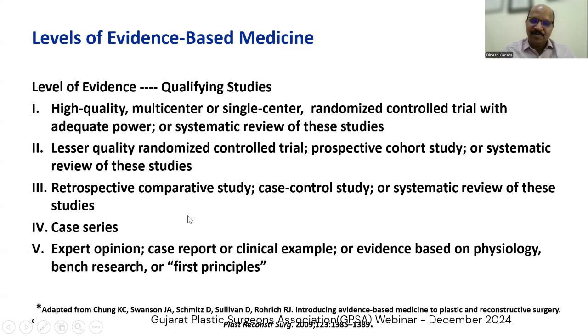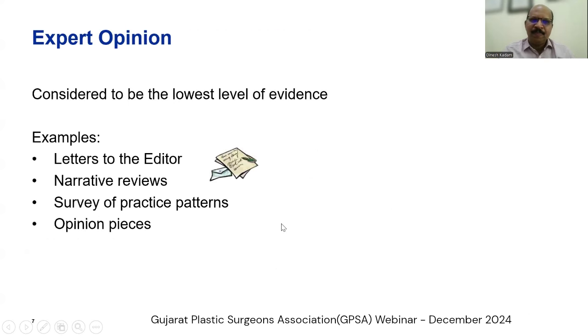Then it becomes level three evidence. Even if it is a systematic review, if it is reviewing case control or cohort studies, then it becomes level three evidence. Level four is case series or case reports, and then level five is expert opinion, editorials, letters to the editor, and all those things. Expert opinion is basically individual opinion. Editorial and letter to the editor are individual opinion.